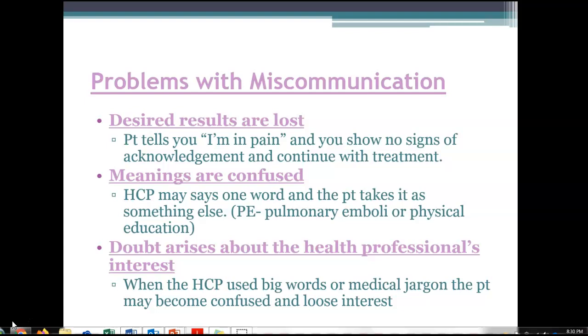Doubt arises about the health professional's interest. When you use big words or medical jargon, the patient gets confused. They don't want to listen to the things they don't understand. It's hard to focus when you don't understand. I found that with my own classes or when I'm at the doctor. When my doctor is spouting out words I don't understand, I find myself lost and uninterested, when that's what I should be looking for. Make sure that you are really communicating with your patients in a form that they can understand.